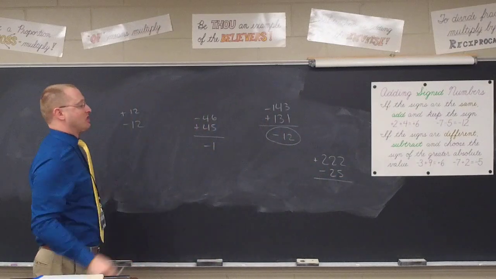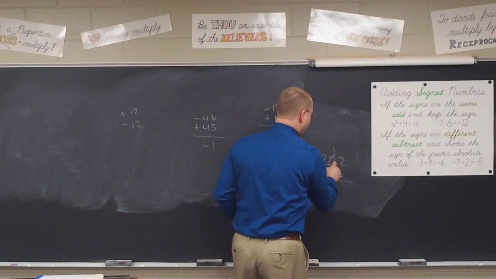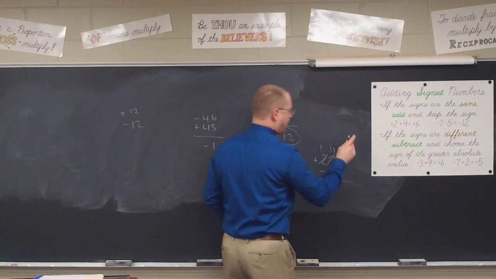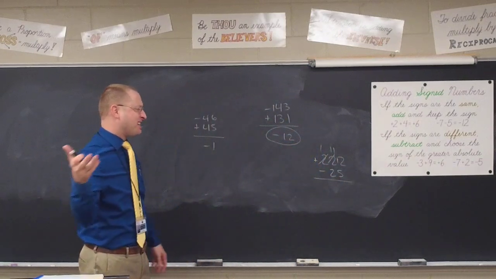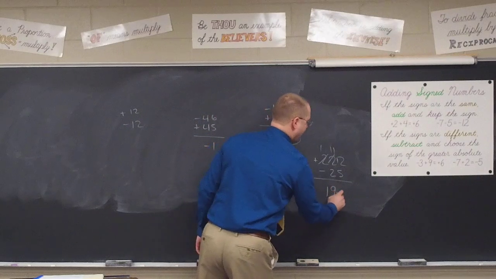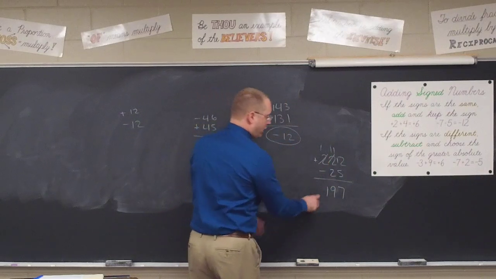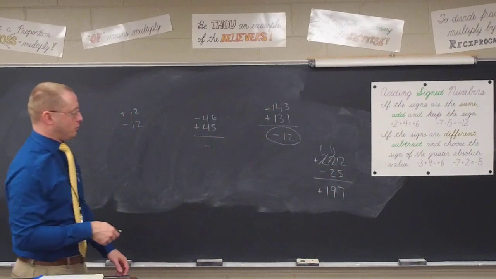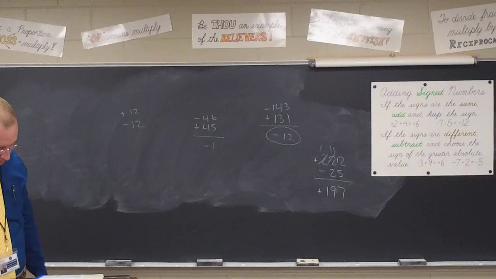Now, one time we subtract, which means we've got a little bit of borrowing to do here. And when we subtract, anybody, we get 197. What sign? Positive. 197. You could just say 197, of course, but positive 197.